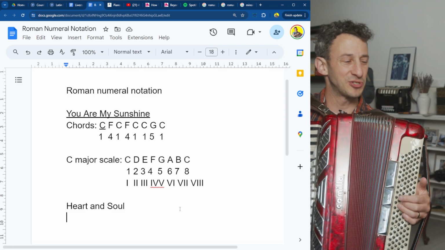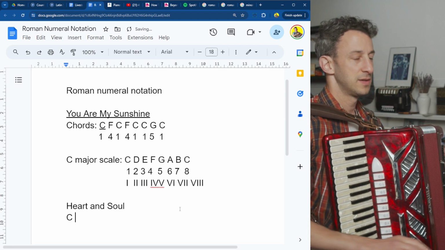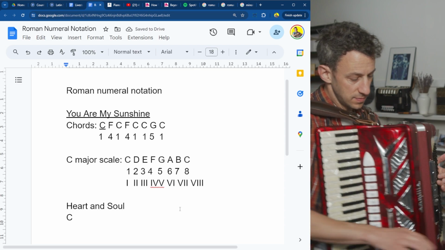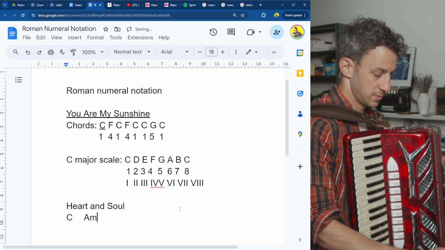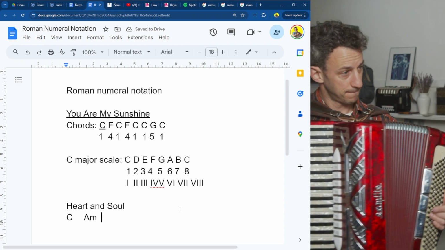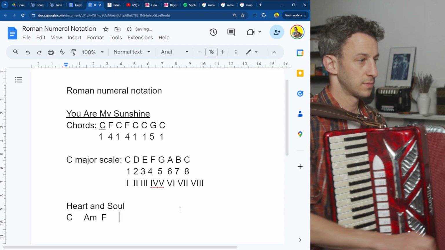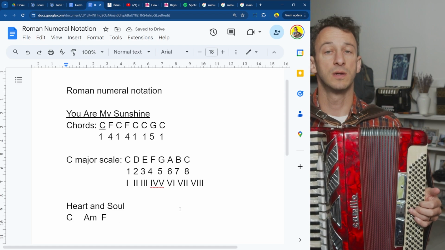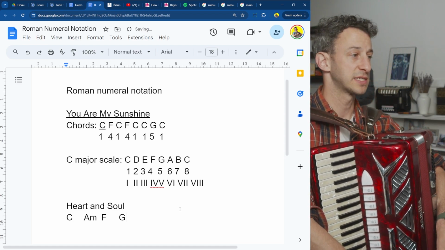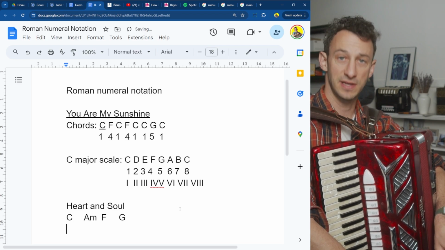C major, A minor, F major, G major. The chords of Heart and Soul are C, A minor, F, and G.